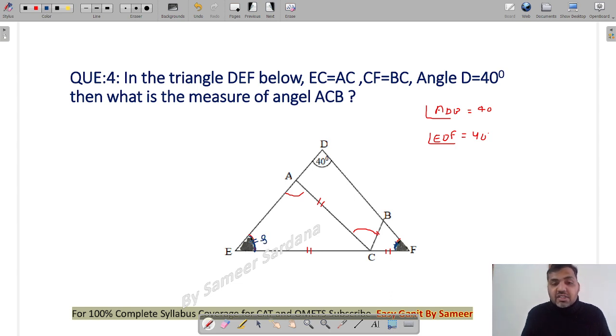That means if I take this angle as 80, then this has to be 60. Why am I assuming 80 and 60? You can assume anything. You can also assume it to be 140, or you can assume 70 and 70. Whatever comes to your mind, you can assume that value. Your answer will not change.